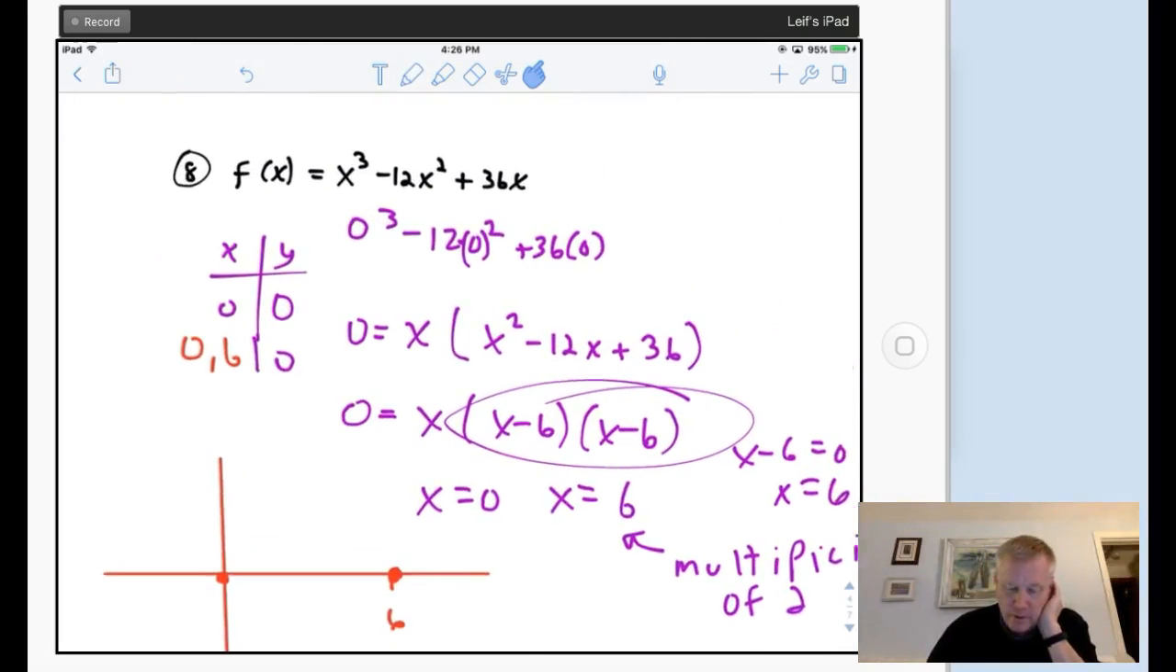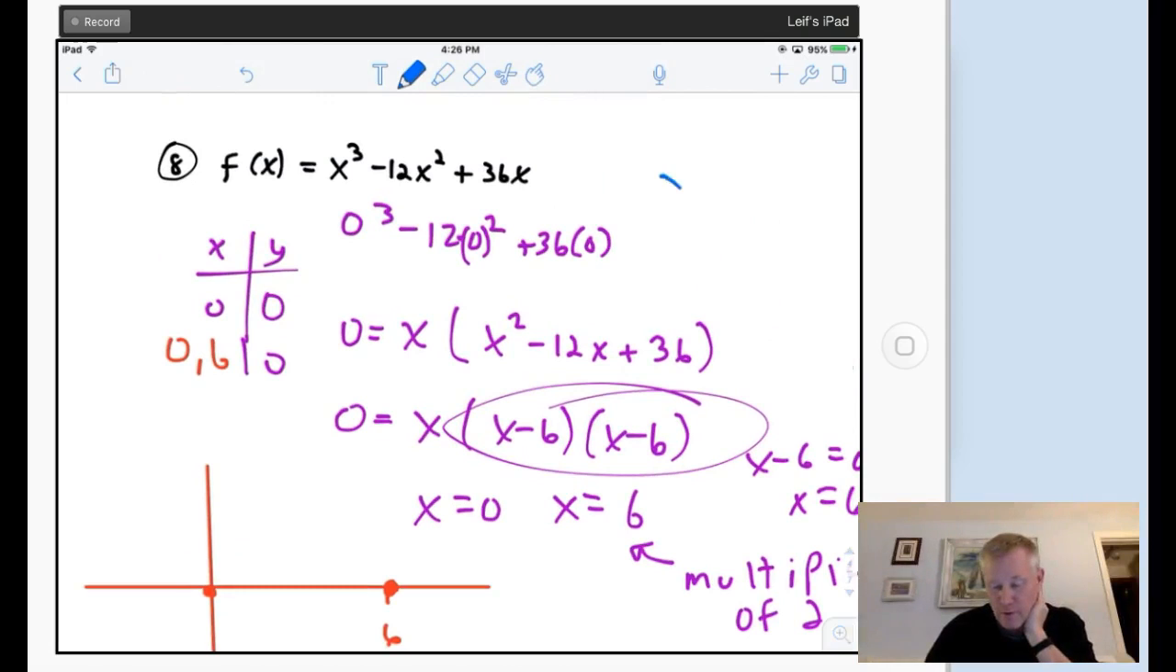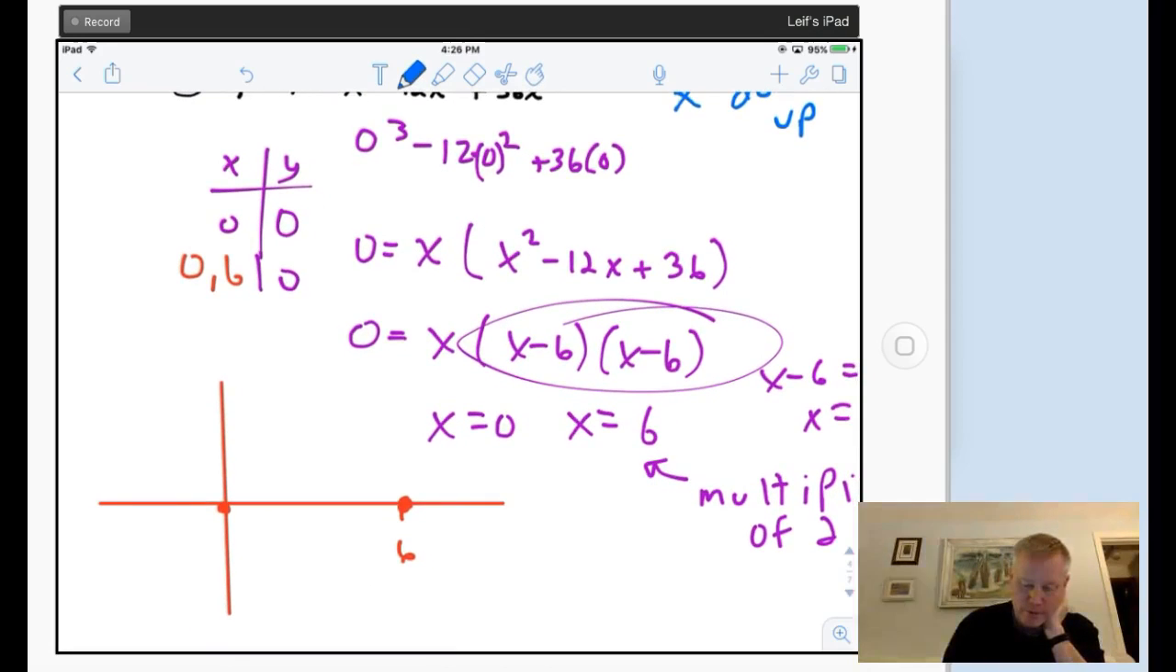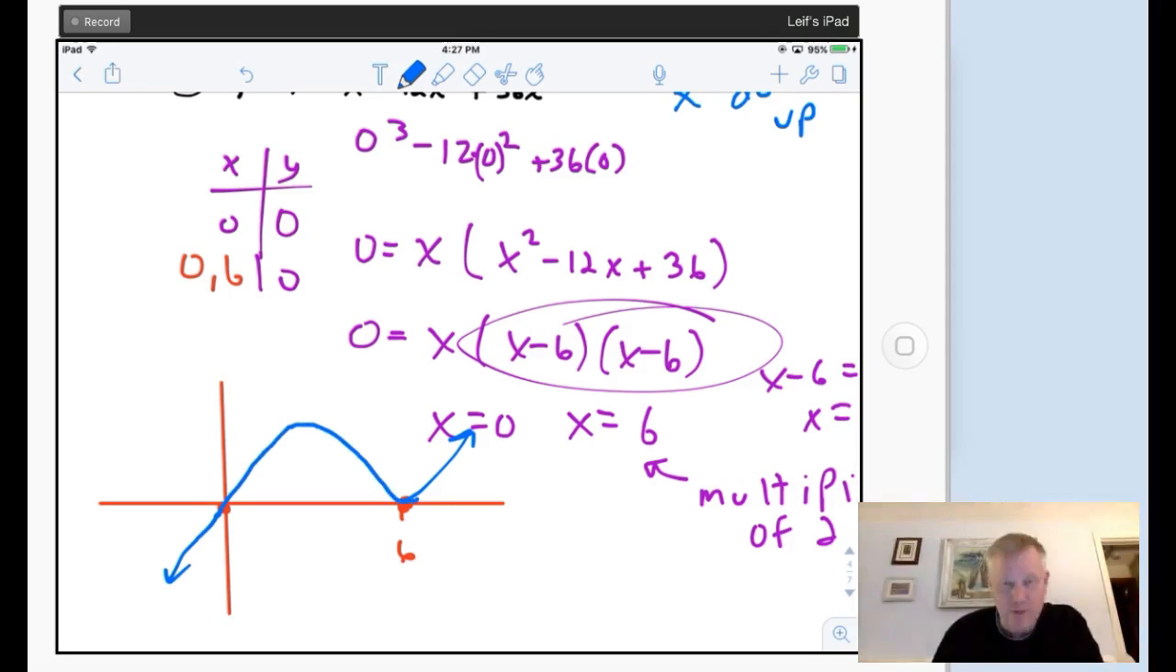Now, end behavior. This is x to the third, which means my end behavior is going to be down, up, just like the last one. The difference with this is it's down and up. Now, it's not actually going to go through that one because it has a multiplicity of 2. It's going to be like a parabola where that curve comes down and just touches it and does not go through it, okay? This one goes up and then it goes like that, okay?